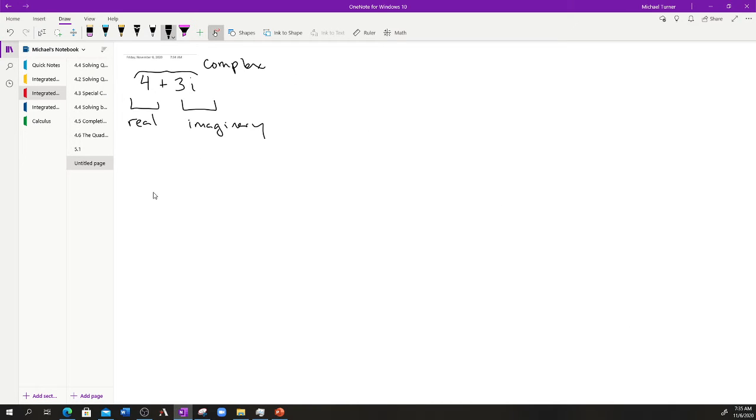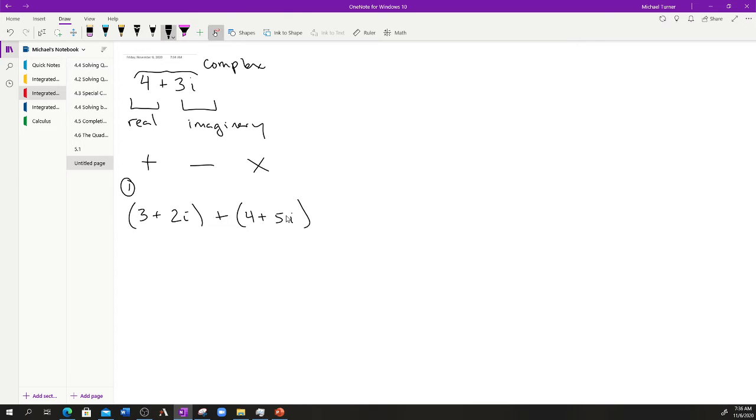So you're asked to do three things in this section. One is to add complex numbers. One is to subtract complex numbers, and one is to multiply complex numbers. So once you do this, it starts sinking in. Let's say I have something like 3 plus 2i plus 4 plus 5i.